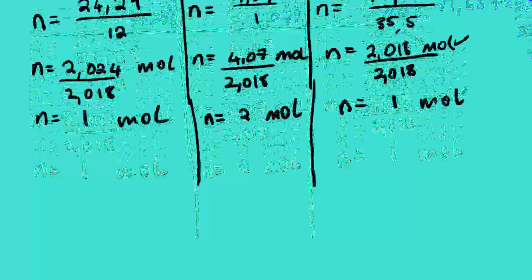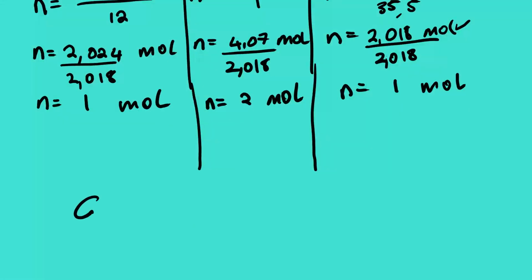Then we can conclude that the empirical formula is C1H2Cl. This is our final answer.